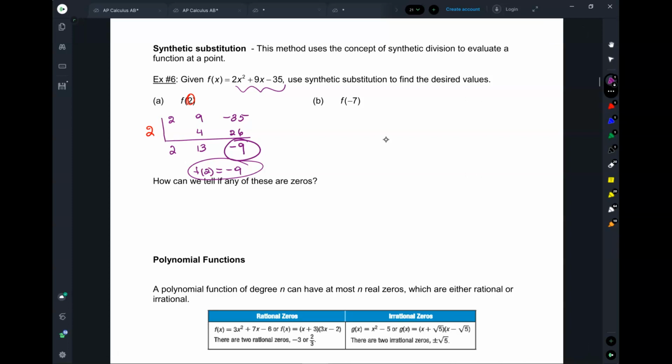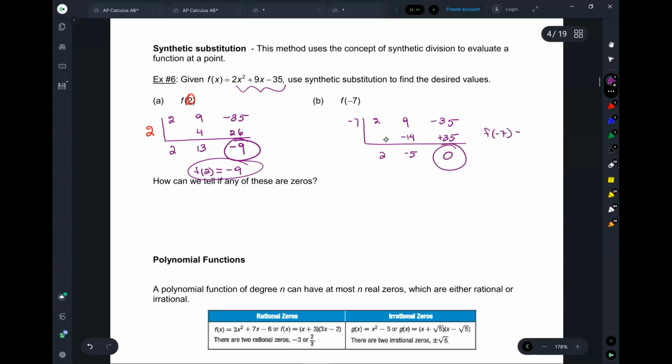Now let's do negative 7. 2, 9, negative 35, 2, negative 14. How much is that? 5. Negative 5. Multiply, you get positive 35. You add, you get 0. So f of negative 7 is 0.